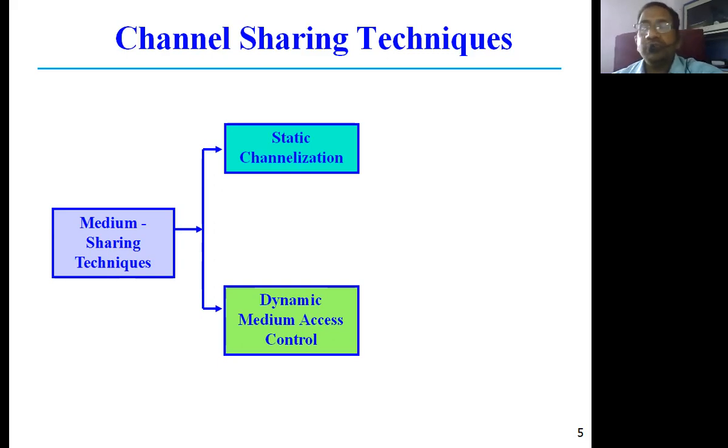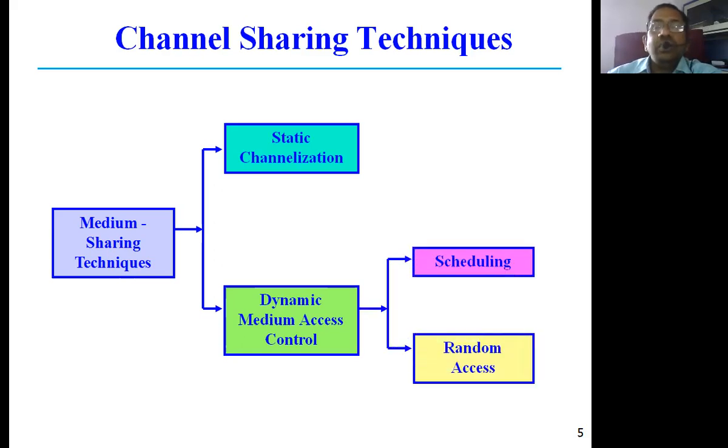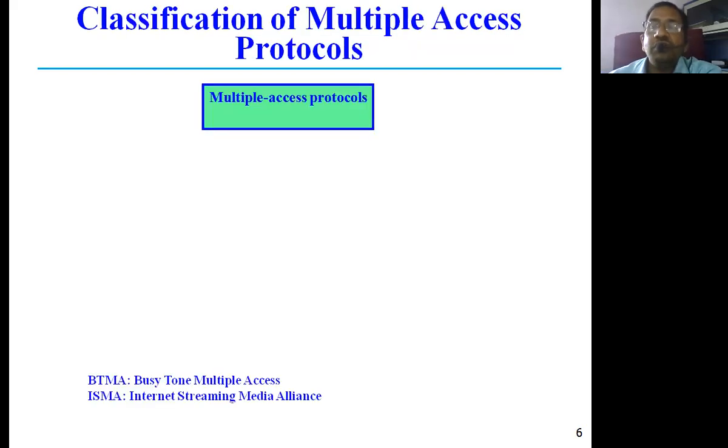So there are two types of medium sharing techniques. One is the static channelization method, and the next one is dynamic medium access control methods. In dynamic medium access, there are two subdivisions: scheduling, where we can schedule each and every mobile station when to operate, and random access, where the mobile stations can access the channel randomly. So these are the various channel medium access control ways by which we can access the channel.